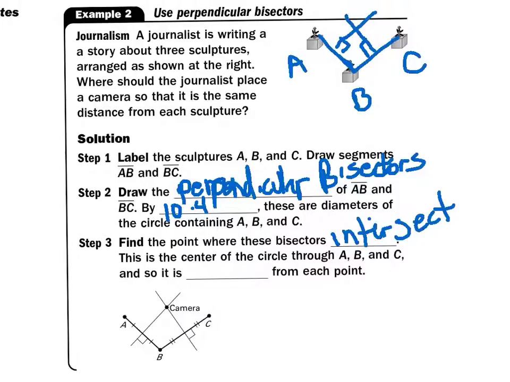And so it is equidistant from each point. So if we draw in the center here, we could draw a circle now, and it would go all the way around here, and we would have the same radius to each of those.